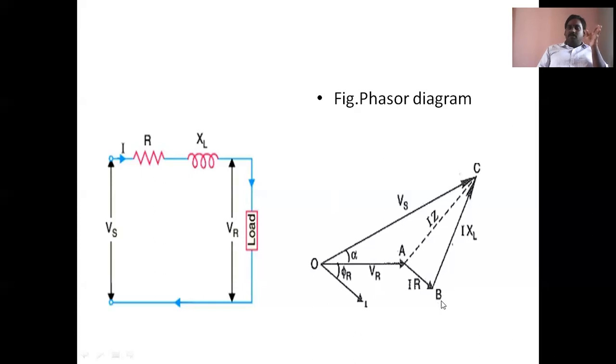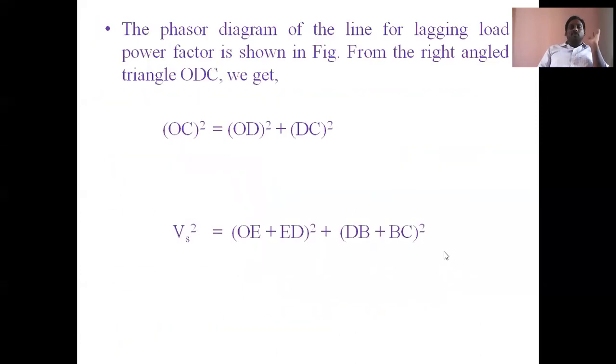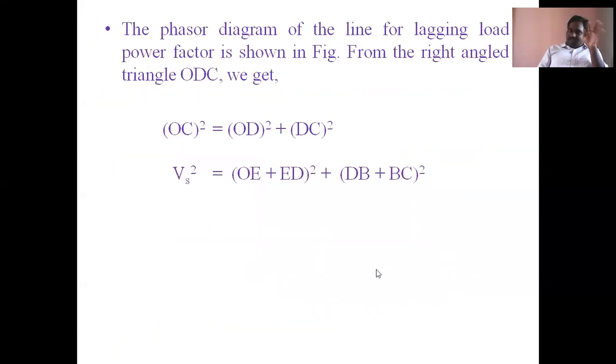This can be replaced with D because of our derivation; this point can be considered as D. That's why, see here simply, as per Pythagoras' law, OC square is equal to OB square plus BC square. Sorry, this can be replaced with D. That's why OD square plus DC square.